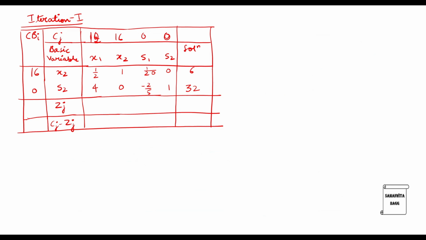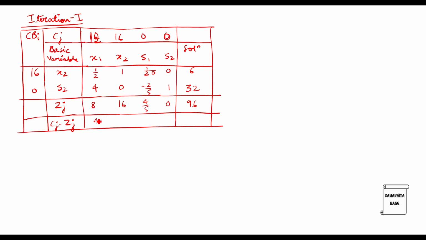Next what we will do is calculate Zj, that is 16 into 1 by 2 plus 0 into 4. So this is 8. 16 into 1 and 0 into 0, so it is 16. 16 into 1 by 20 is 4 by 5. Then we have 16 into 0 and 0 into 1, so it is just 0. Next we have 16 into 6, 96, and this will be 0. So it is just 96. Now we'll calculate Cj minus Zj.